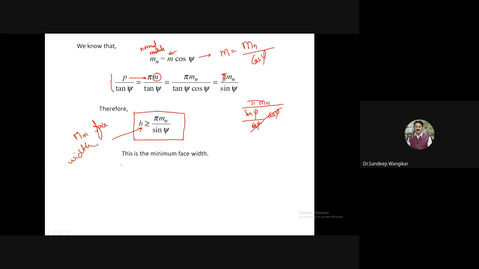And generally it is assumed to be 10 times the normal module. So in many numericals, in the initial stages, we will assume b is equal to 10 times the normal module. But this is the standard formula. In order to keep continuous contact between the two pairs, it is required that b should be greater than or equal to pi mn divided by sin of psi. So write this down, I will give 1 minute.